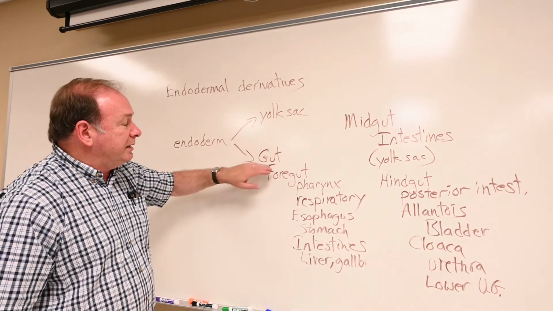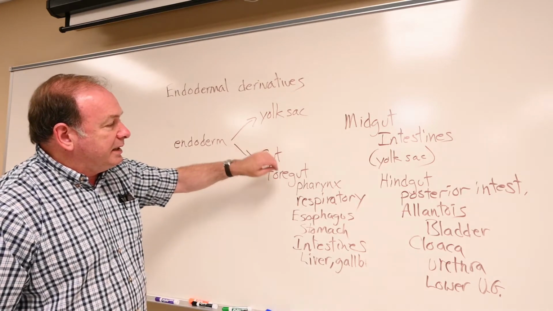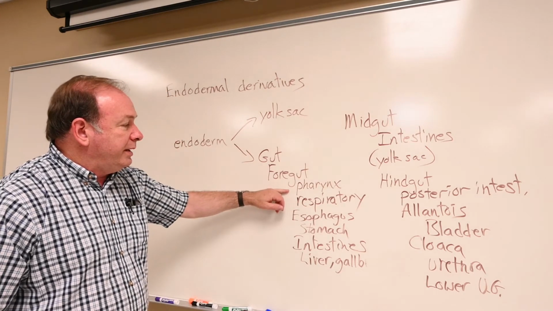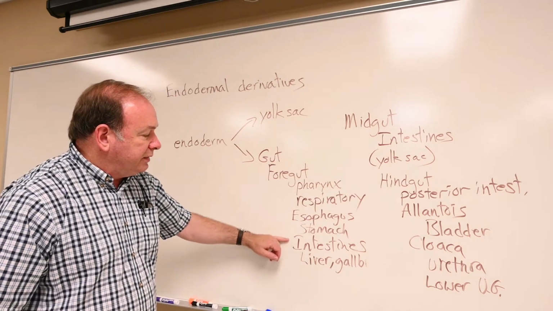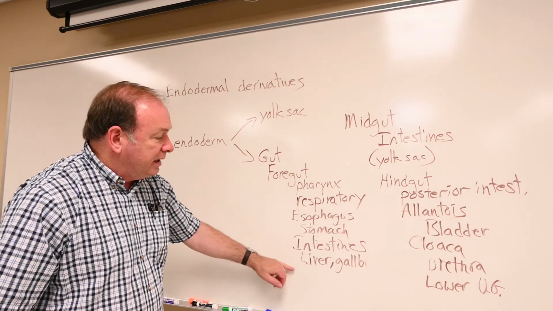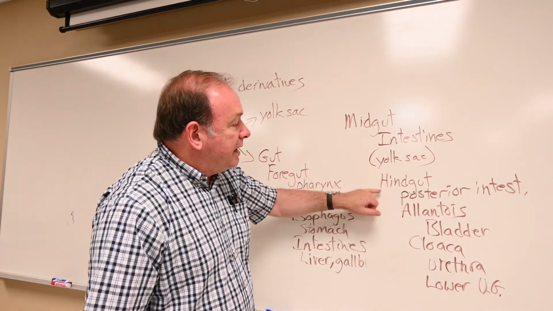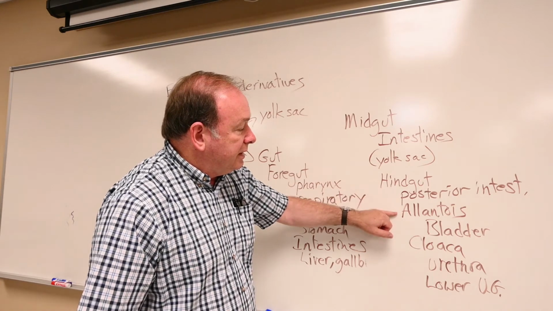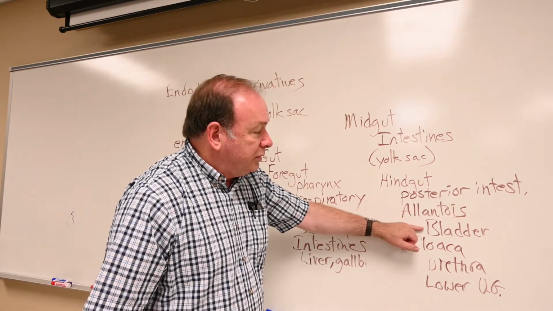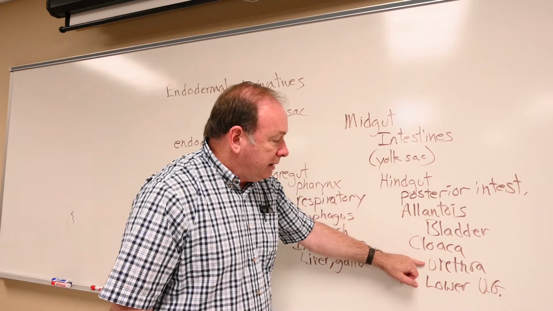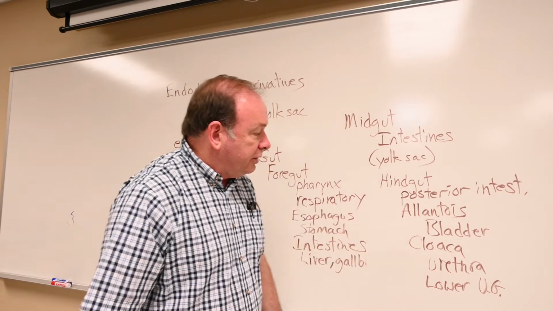We have the yolk sac and the gut separate. The gut is connected at the midgut to the yolk sac. Things from the foregut include pharynx, respiratory, esophagus, stomach, and in the upper intestines, liver, gallbladder, and pancreas. From the hindgut, we get posterior portions of the intestine and the allantois. Allantois becomes in part the bladder. The cloacal region in the back of the gut forms the urethra and lower urogenital systems.